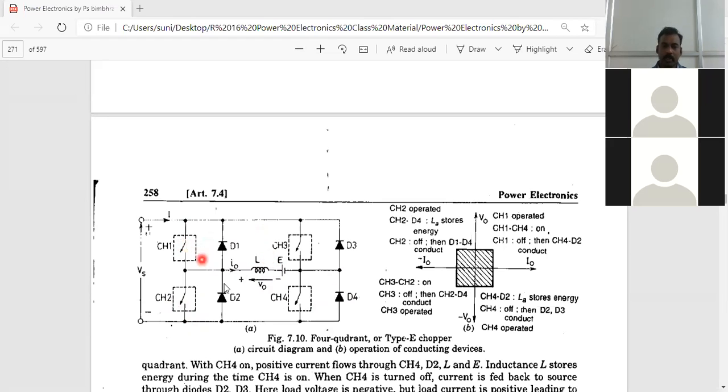So depending upon this switching instance, you are going to get this particular mode. This is mostly considered in the case of industrial motor drives. In the case of industrial motor drives, we need to operate the motor in both the forward direction and reverse direction, and along with the mechanical braking, we need to apply the electrical braking. So in that case, this four quadrant chopper is going to be the preferable one.